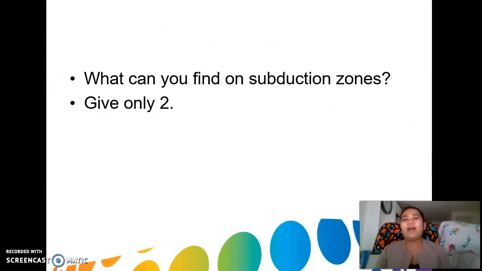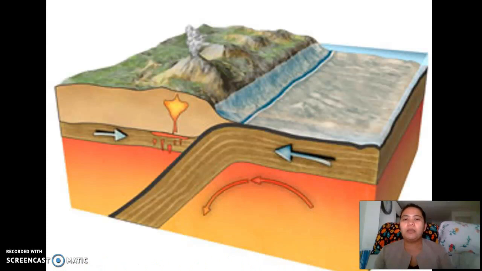So again, what can you find on subduction zones? Firstly, you will find a trench, and then of course parallel to the trench are lines of volcanoes. So do not forget that. So this one is an example of Wadati-Benioff zone.